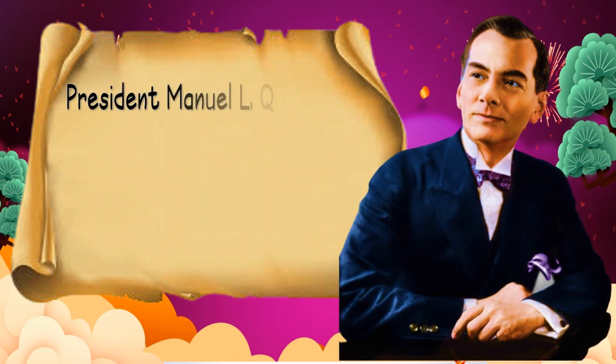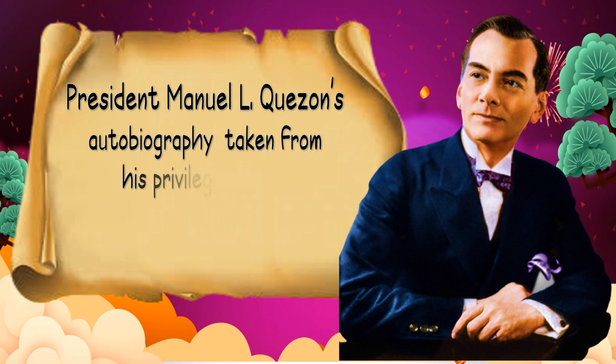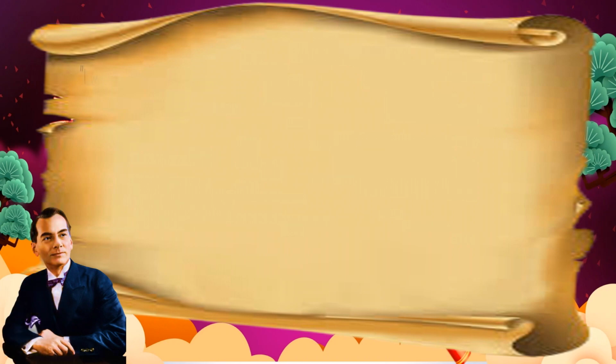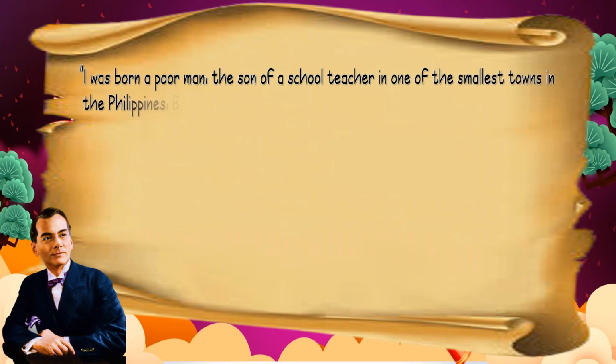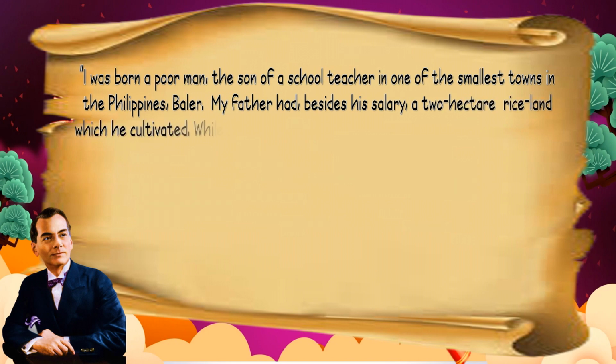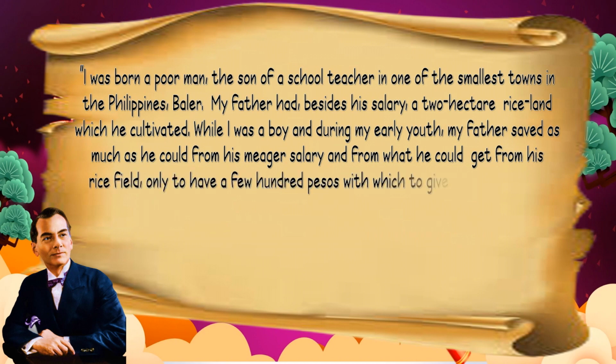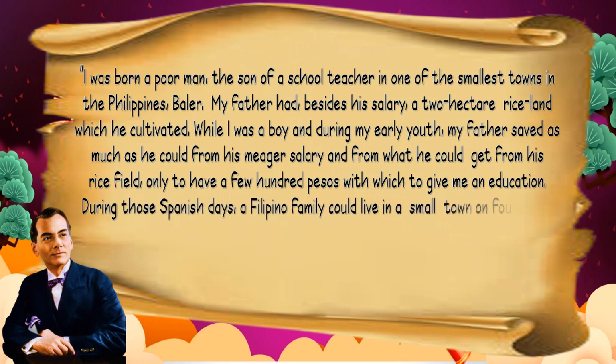Quezon's autobiography taken from his privileged speech delivered in 1933. It says, "I was born a poor man, the son of a school teacher in one of the smallest towns in the Philippines, Baler. My father had, beside his salary, a 2-hectare rice land which he cultivated. While I was a boy and during my early youth, my father saved as much as he could from his meager salary and from what he could get from his rice field, only to have a few hundred pesos with which to give me an education.